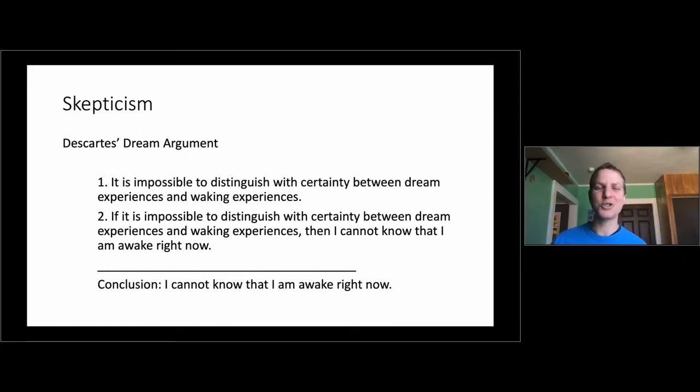And this is a shortened version of the argument that you'll find the longer version of in the text. But here it is. Premise 1, it is impossible to distinguish with certainty between dream experiences and waking experiences. Premise 2, if it is impossible to distinguish with certainty between dream experiences and waking experiences, then I cannot know that I'm awake right now. The conclusion, I cannot know that I'm awake right now.